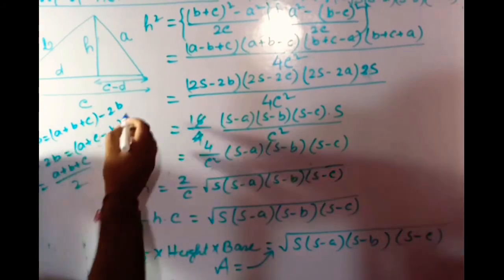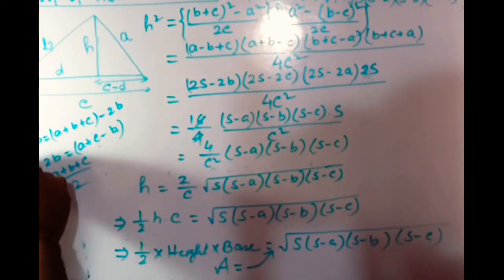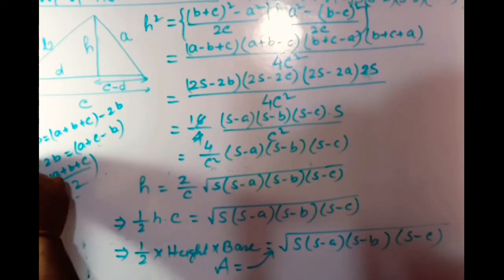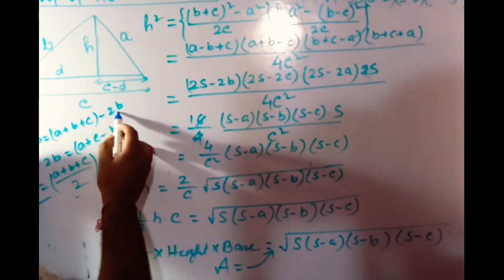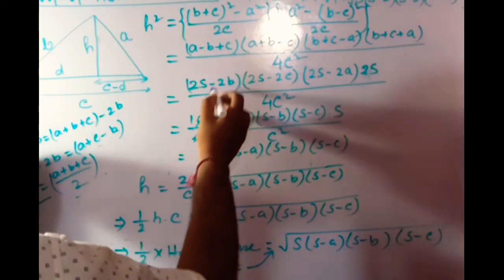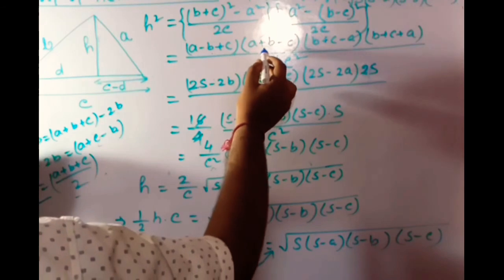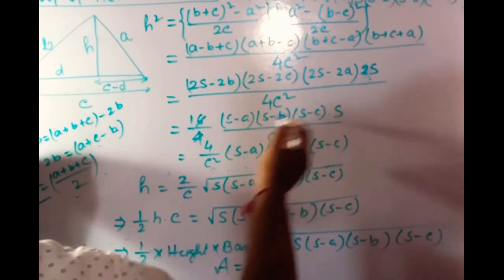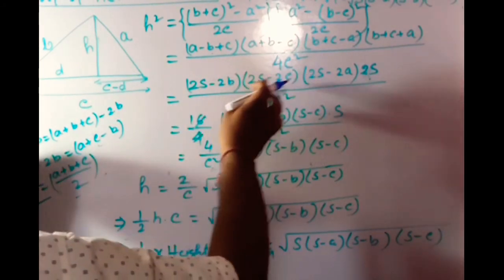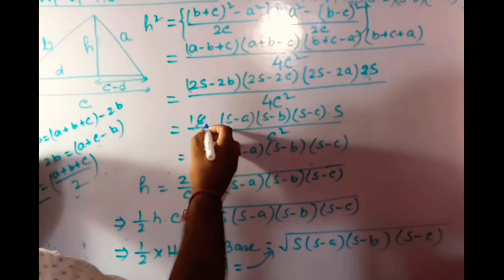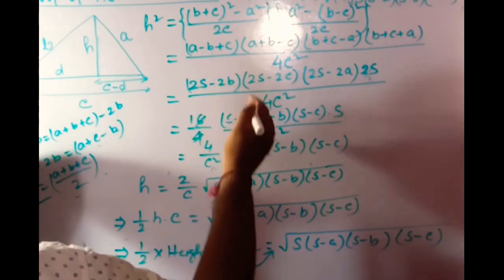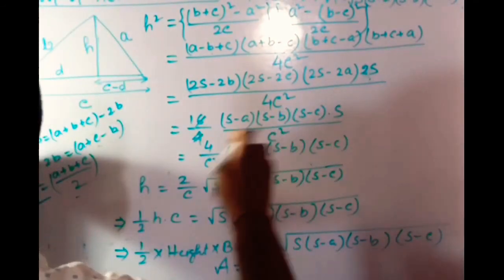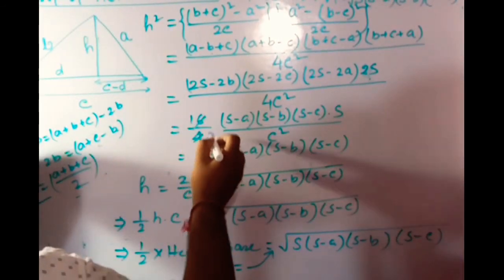Now as you can see from here, since s is equal to a plus b plus c by 2, the semi-perimeter, so 2s minus 2b is equal to a plus b plus c minus 2b. This can be written as 2s minus 2b, 2s minus 2c, 2s minus 2a, and 2s. Now if we take 2 common, we are getting 16 by 4c square, and this becomes s minus a, s minus b, s minus c into s.